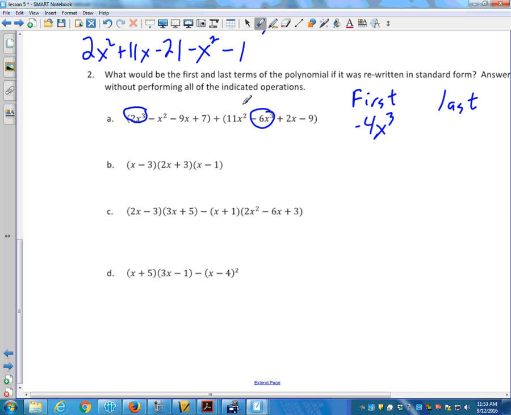The last term is the constant. I have a 7 and a negative 9. Combine those together, and it would be negative 2. And so that's all we have to do, is get the first term and the last term.